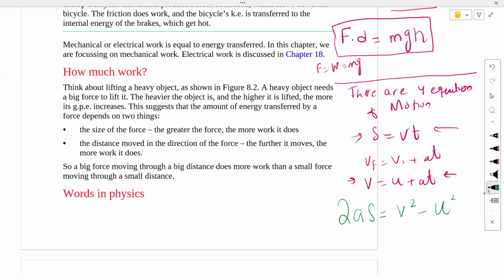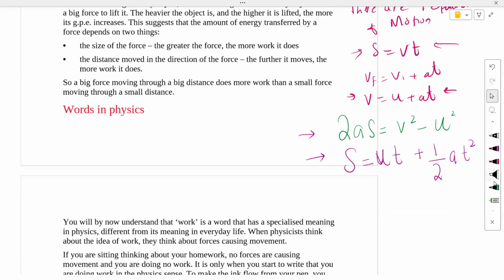a is acceleration, s is displacement, v is final velocity, u is initial velocity. The derivation is not important for us. Just remember them. And the last equation is s = ut + ½at². Now, do I need to explain what every symbol is indicating?